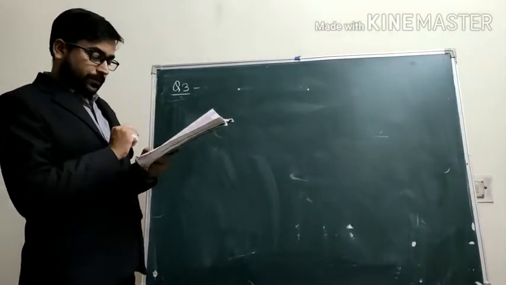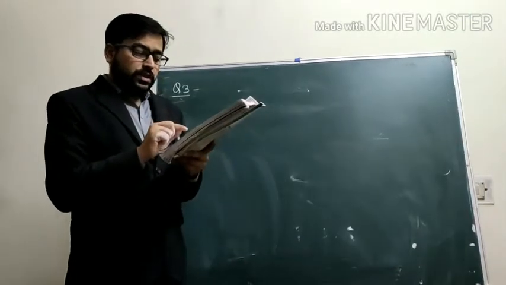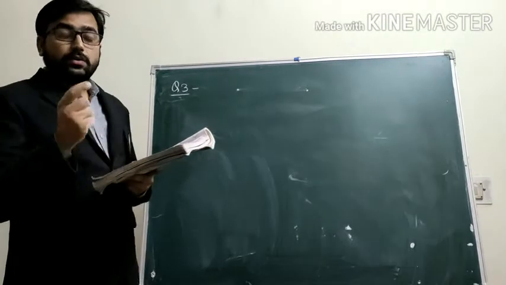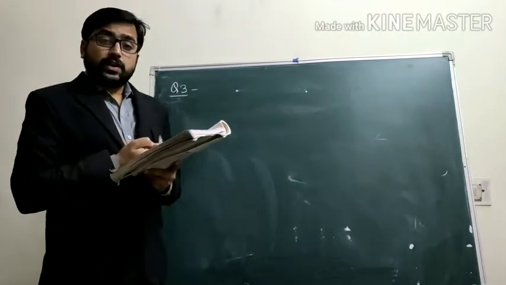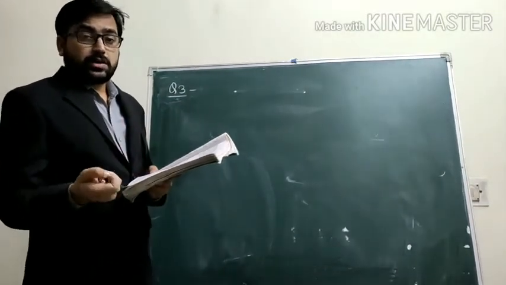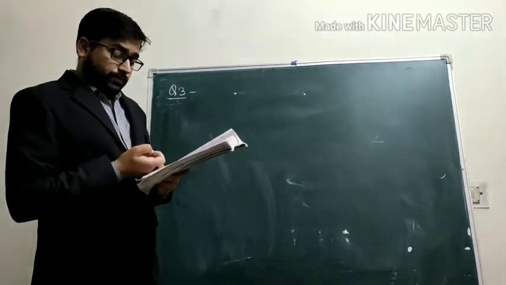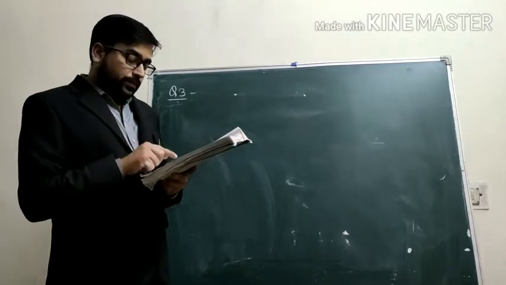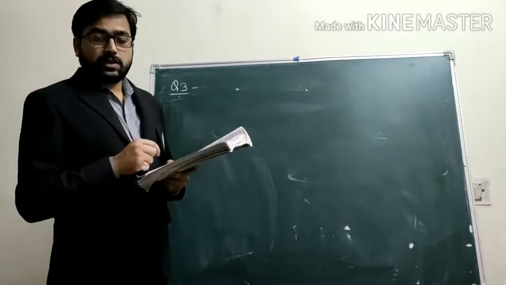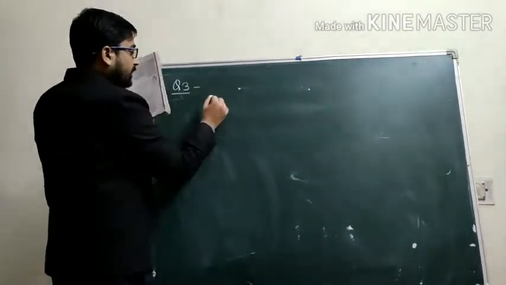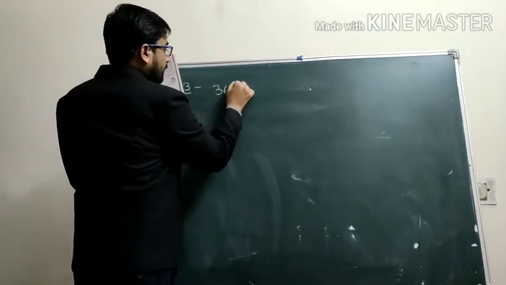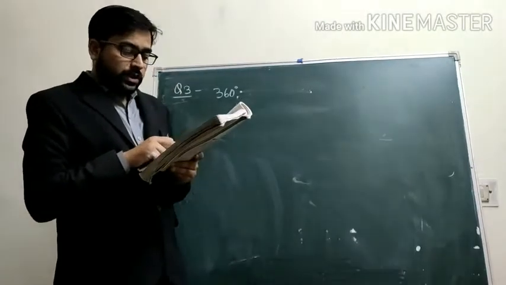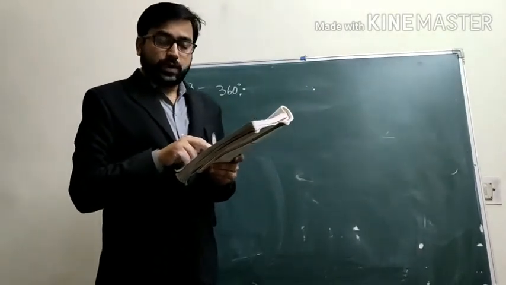क्वेश्चन नंबर 3, what is the sum of the measure of angles of a convex quadrilateral? You know, either this is convex quadrilateral or concave quadrilateral. Angle sum properties of quadrilateral gives sum of measure of angles of convex quadrilateral is 360 degree. Answer is 360 degree.